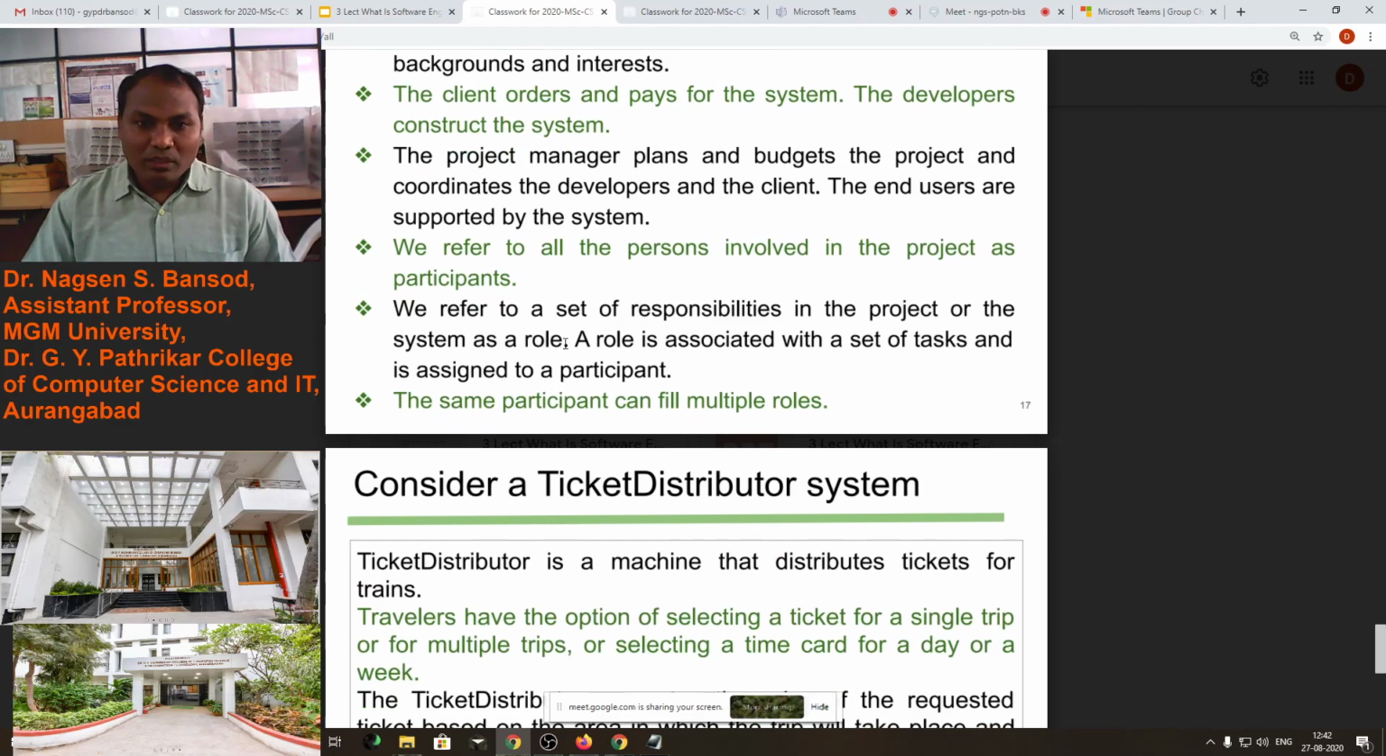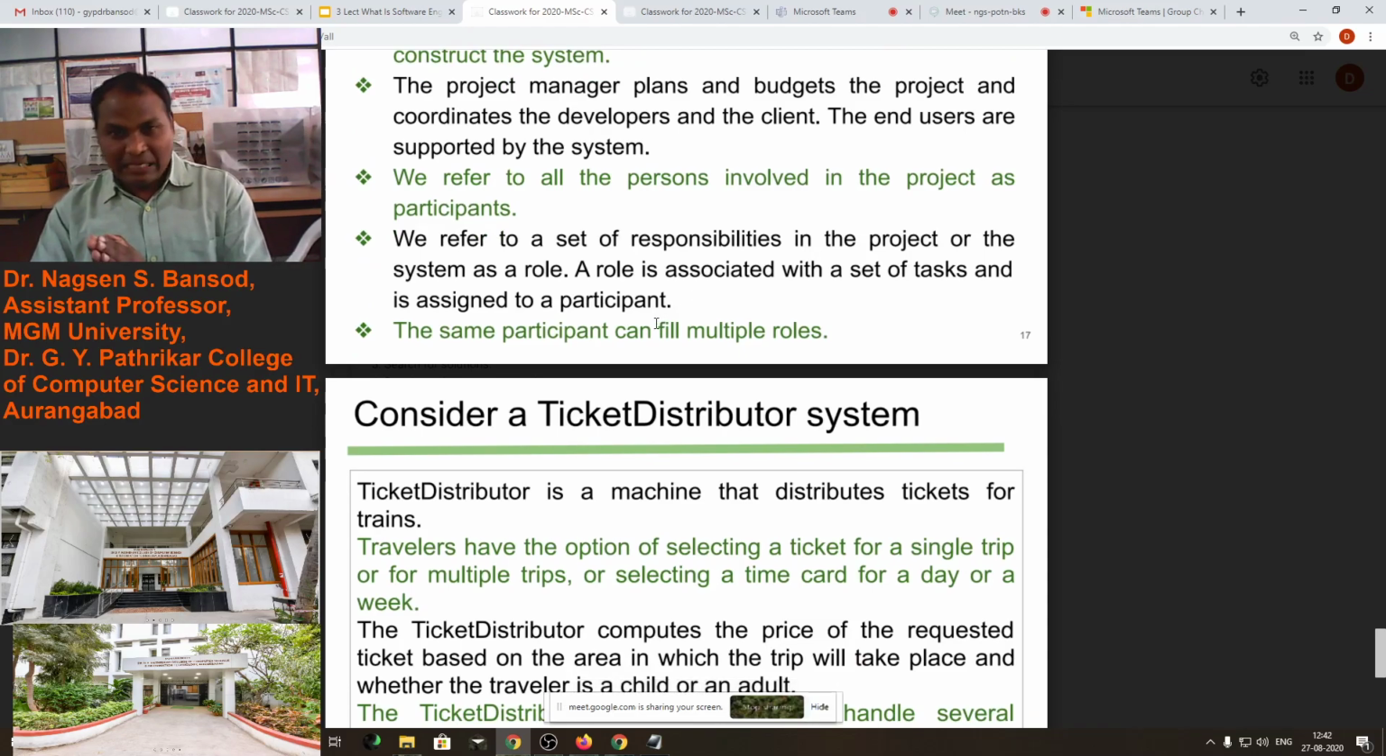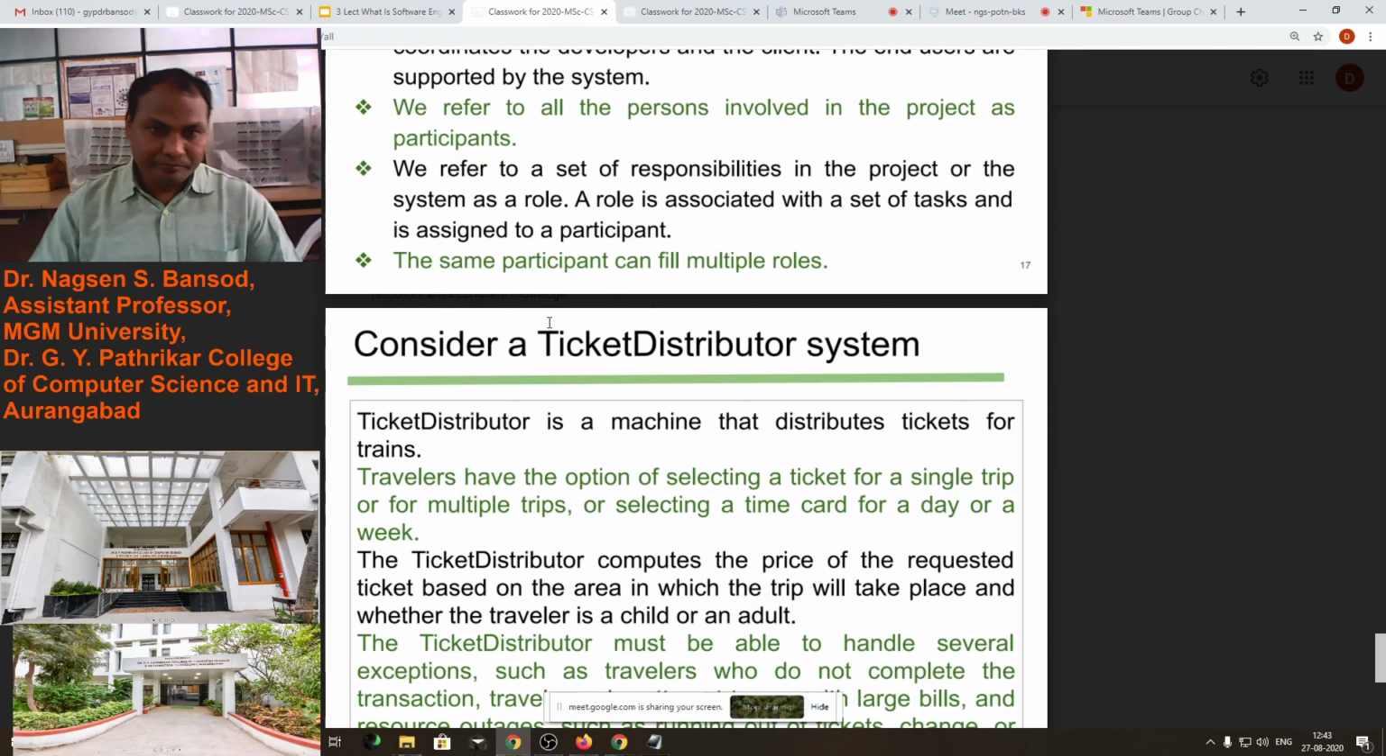We refer to a set of responsibilities in the project or the system as a role. A role is associated with a set of tasks and is assigned to a participant. Role means the task. Task means the particular work given to every participant. There are different tasks. There is different work. That means the role of the persons.